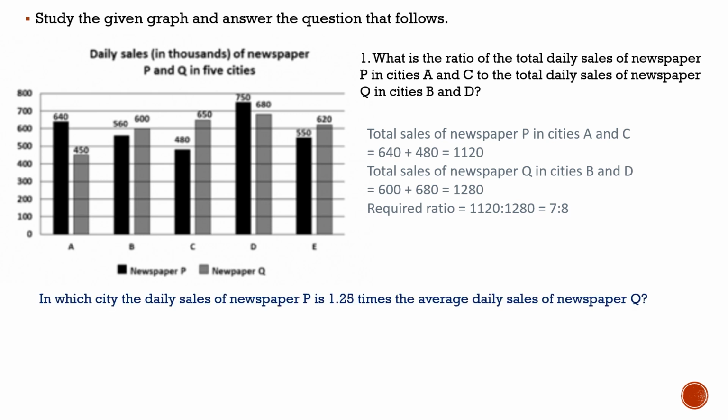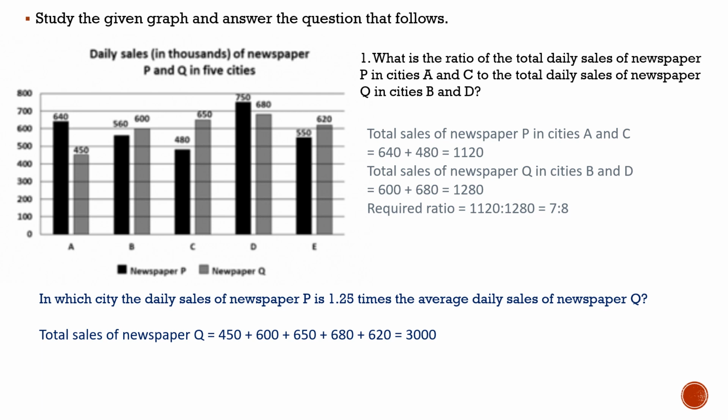Next question. In which city is the daily sales of newspaper P 1.25 times average daily sales of newspaper Q? So for this, first we have to find out what is the total sales of newspaper Q. So total sales of newspaper Q in 5 different cities, we have to add all the sales. So that will be 450 plus 600 plus 650 plus 680 and the last 620. So total sales is 3000.